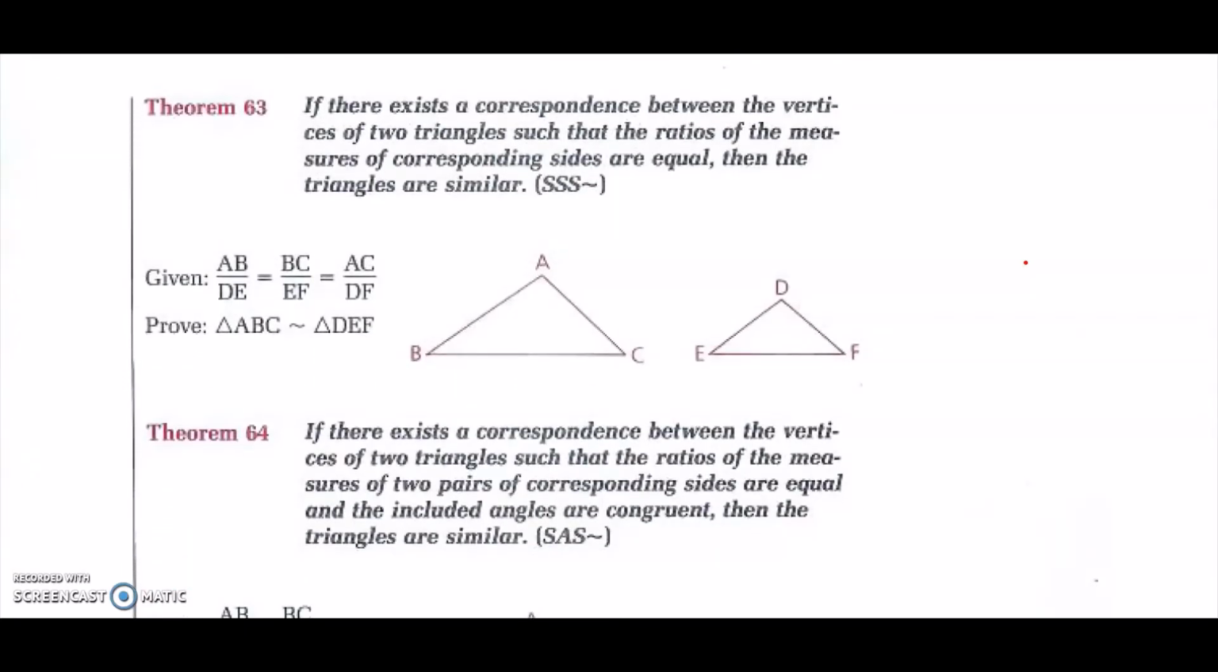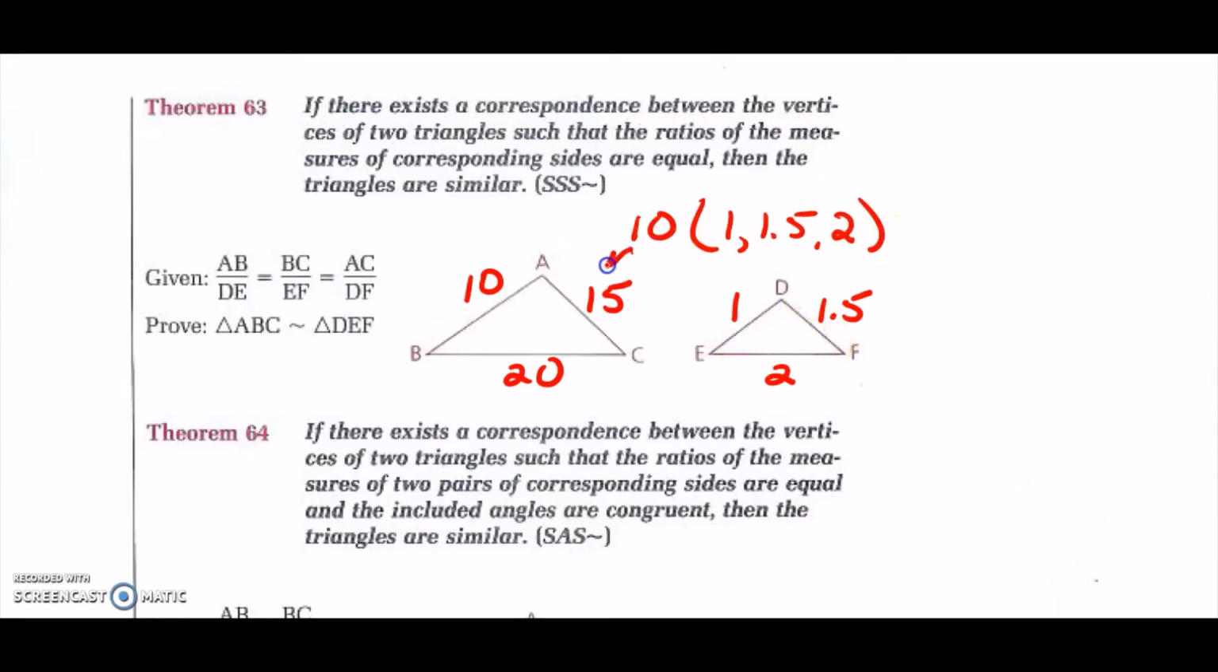Just like we had side, side, side congruence, we now can have side, side, side similarity. So that tilde becomes extra important. That means if AB is to DE, the same way that BC is to EF, and AC is to DF, if those ratios are the same, in other words, we could take this triangle's lengths here, multiply it by 10, and get those lengths, then the triangles are similar by side, side, side similarity.